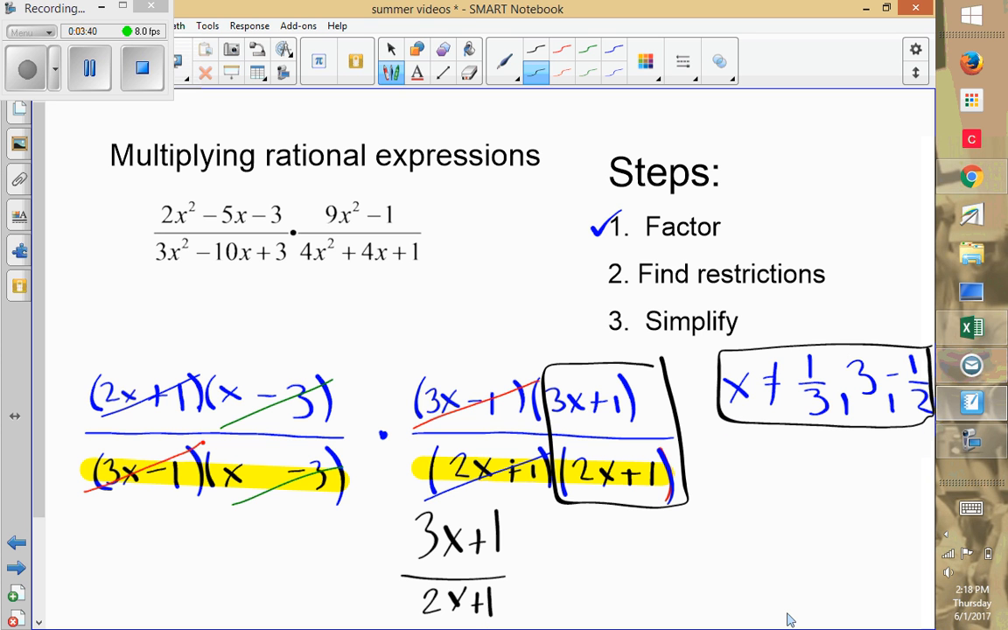You do have to find those restrictions first, because there are some values that cross off, and if we do the restrictions last, we won't catch them since we've already crossed them off.